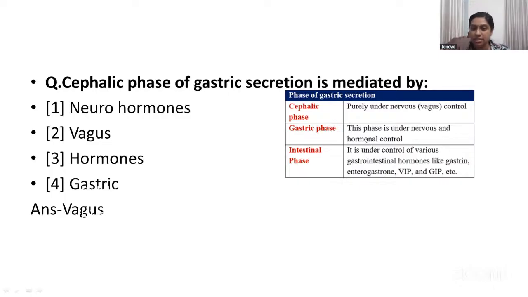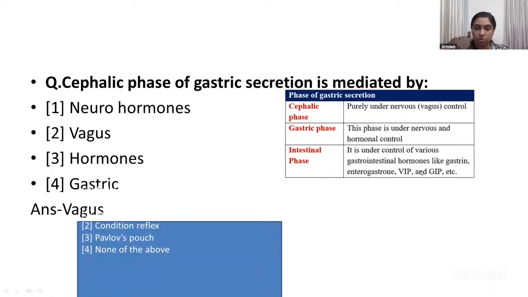And the gastric phase is under nervous as well as hormonal control. The intestinal phase is also under the control of various gastrointestinal hormones, although some amount of neuronal control is present in the intestinal phase too. Its majority is controlled by gastrointestinal hormones like gastrin, secretin, VIP, GIP, etc.